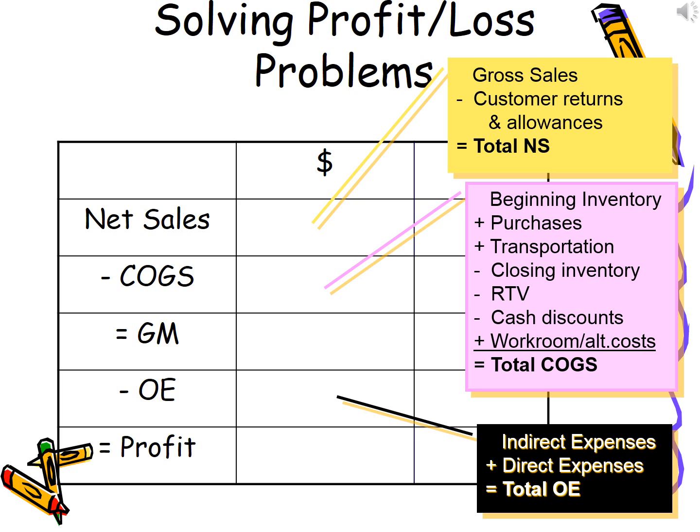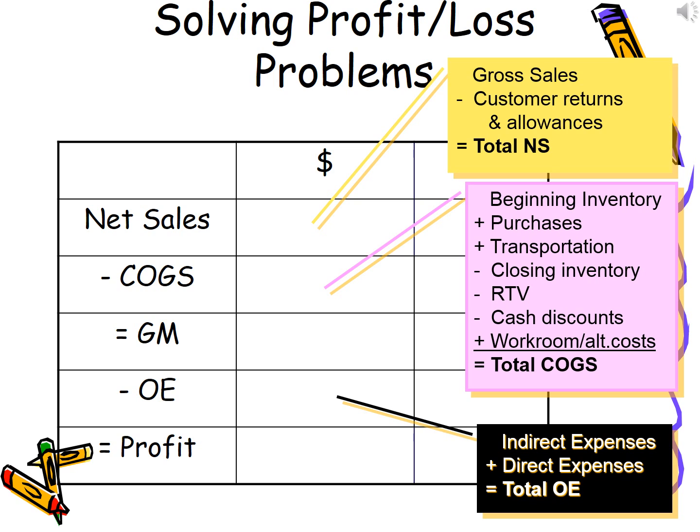So we have taken a look at the three key components that drive the profit: net sales, cost of goods sold, and operating expenses, in more detail, and what specific elements actually go into the calculation of each of these three components. For example, net sales would use gross sales and customer returns. Gross sales minus customer returns or allowances would be total net sales.